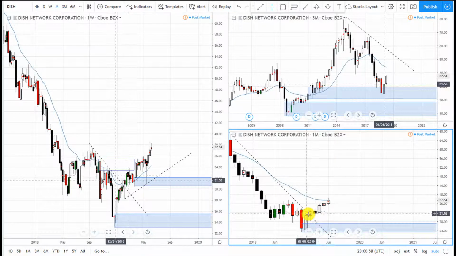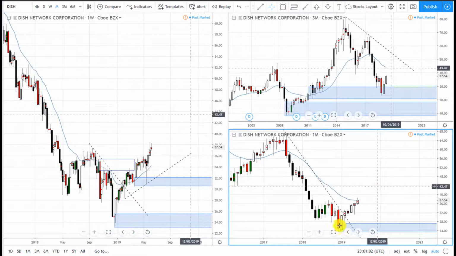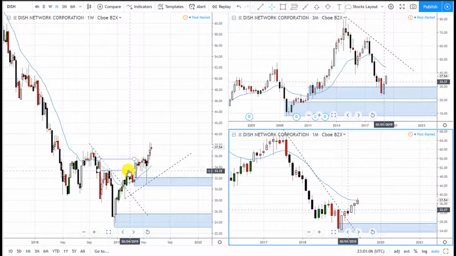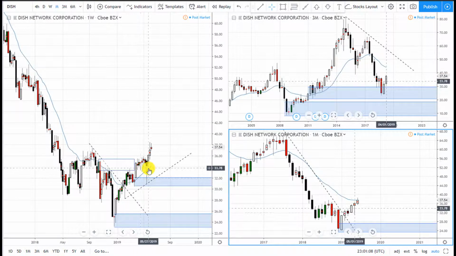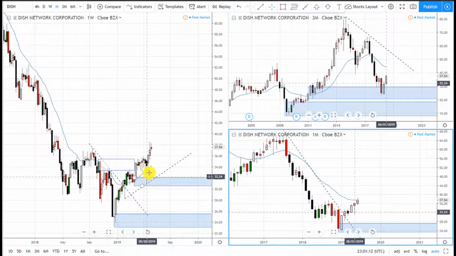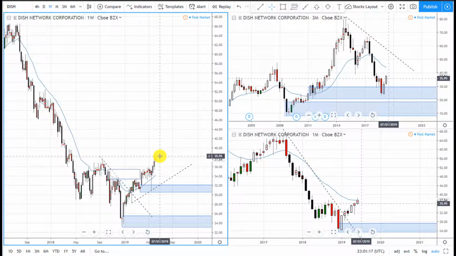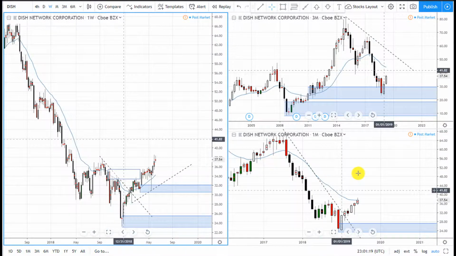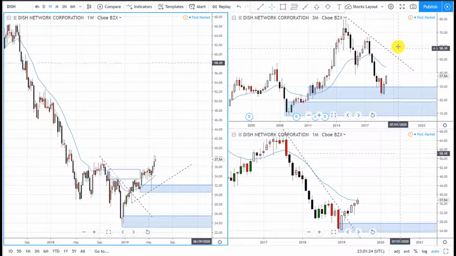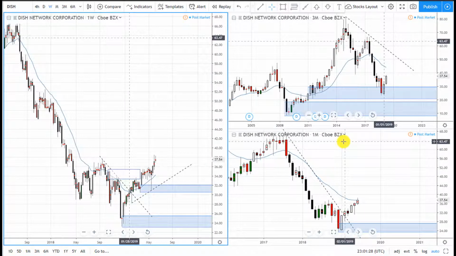On the 1 month, price broke the trend line and rallied, and then the 1 week, or the weekly chart, it broke the trend line here, and then it created a new demand zone. Price dropped to it and rallied. So that's what we have. As you can see, we have a lot of room to the supply zone up here on the 3 month and also on the 1 month.